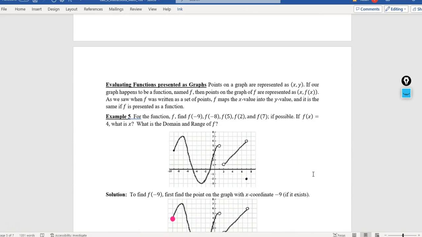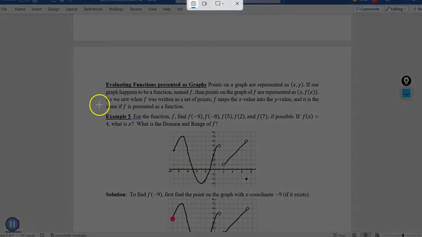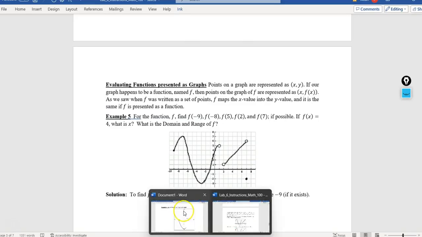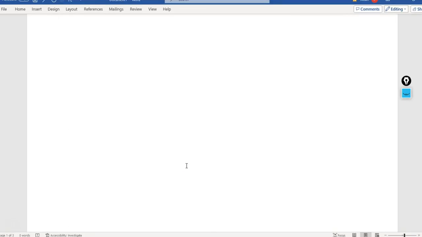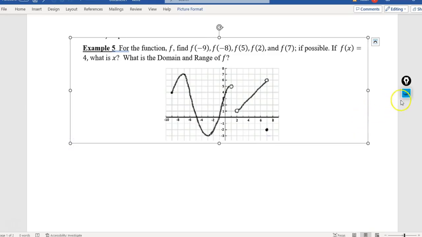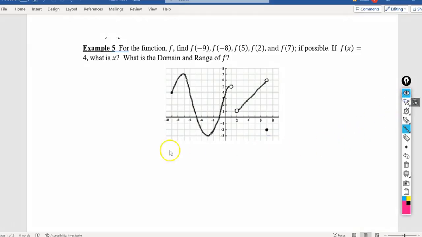Now, how do you evaluate a function if you have it presented as a graph? Okay, so I'm going to take this example 5. Okay, and come back here. And I might want to make this a little bit bigger. So, first of all, what we have here is a function, the graph of a function, because we can see that it passes the vertical line test.